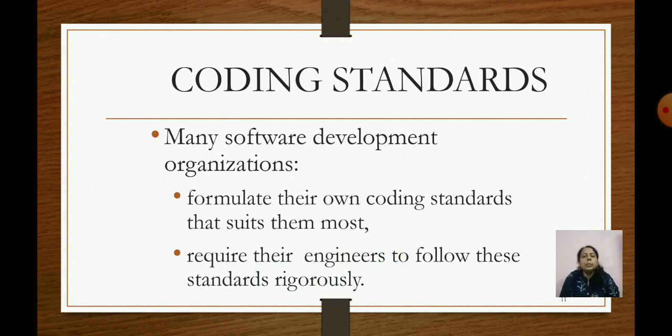Many software development organizations formulate their own coding standards that suit them most, and require their engineers to follow these standards rigorously. Meaning they define their standard and want the programmer to follow it while writing the programs for each module. Each software development organization has its own coding standards or coding styles for writing the modules.